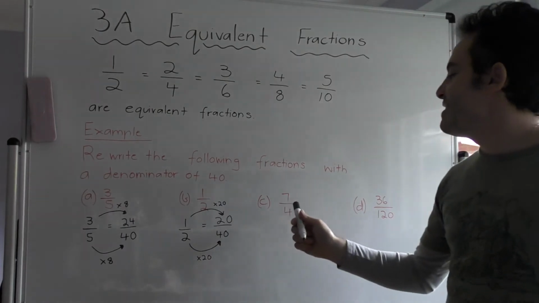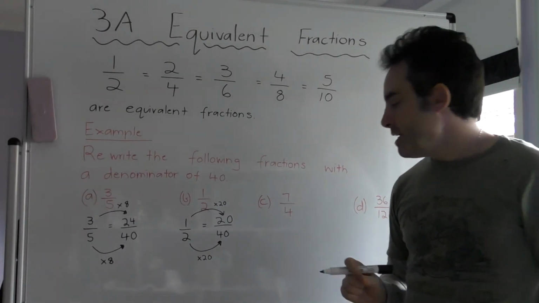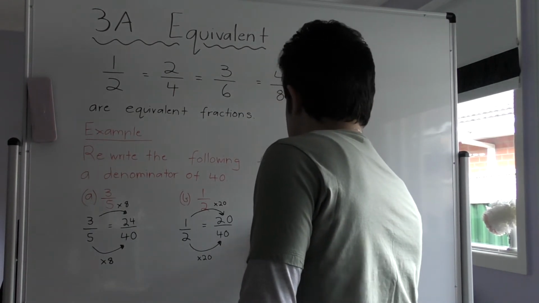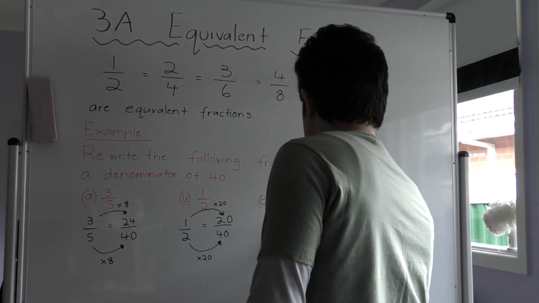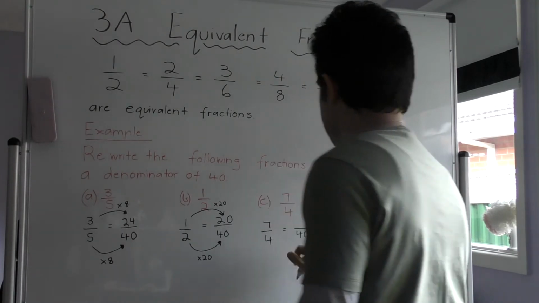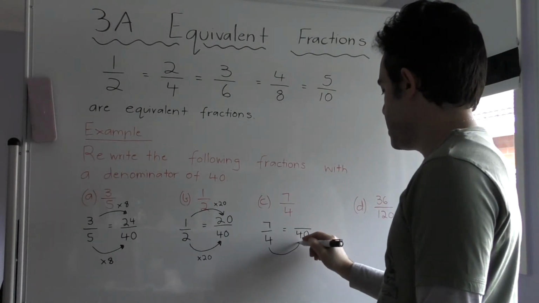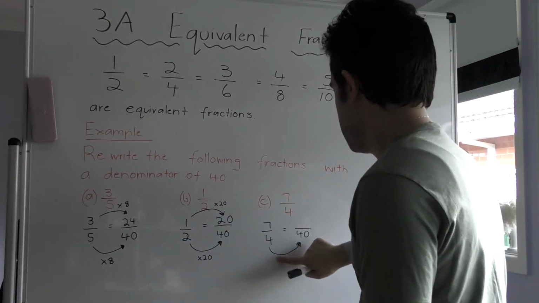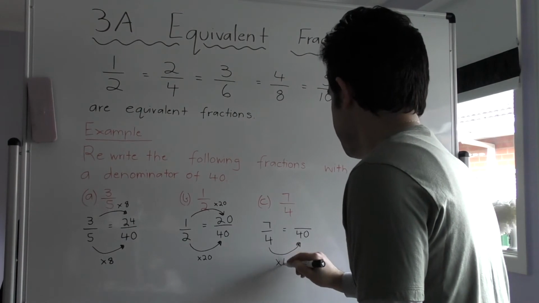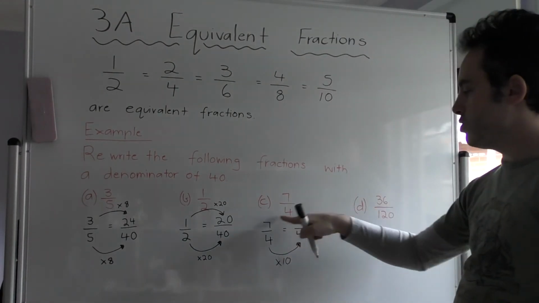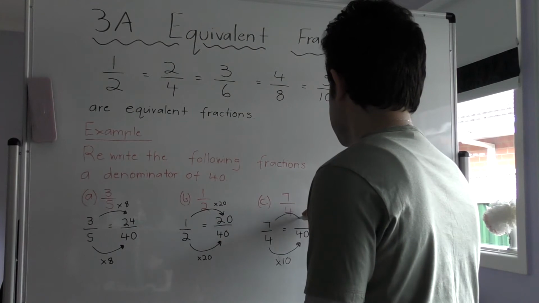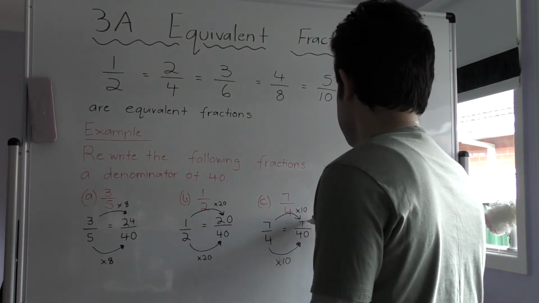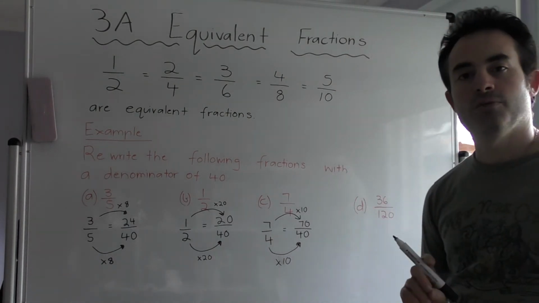Now, C is 7/4. So I write down my fraction, 7/4. Then I think to myself, what do I times the 4 by to get 40? I'm going to times it by 10. Whatever I do to the bottom, I also do to the top. So I'm going to times the top number by 10 as well. 7 times 10 is 70. So it's going to be 70/40.